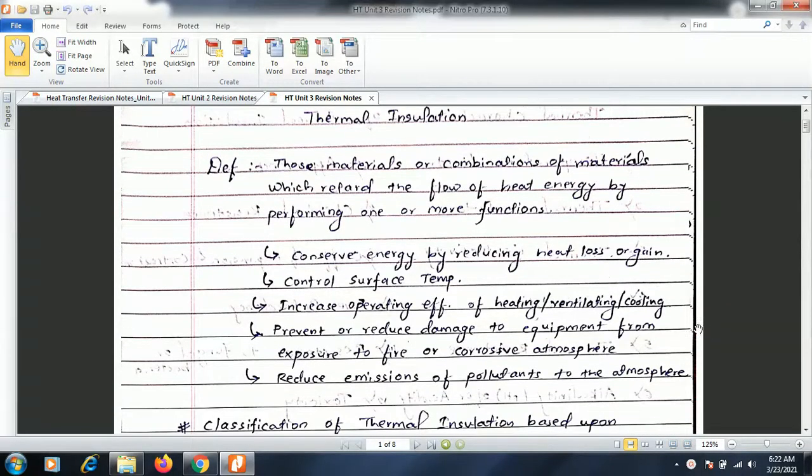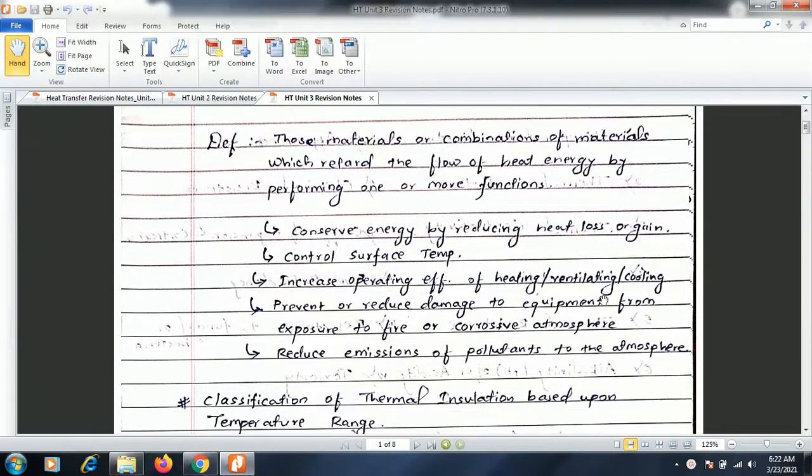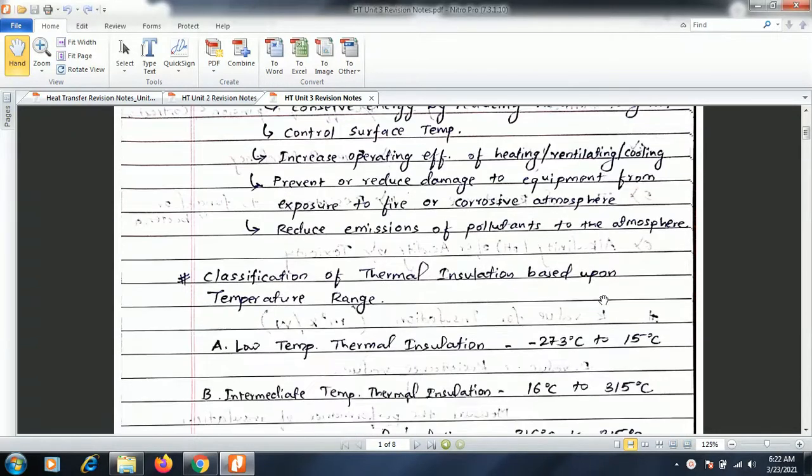That is, first, conserve energy by reducing the heat loss or gain; control surface temperature; increase operating efficiency of heating, ventilation and cooling; prevent or reduce damage to the equipment from exposure to fire or corrosive environment; and reduce emission of pollutants to the atmosphere.